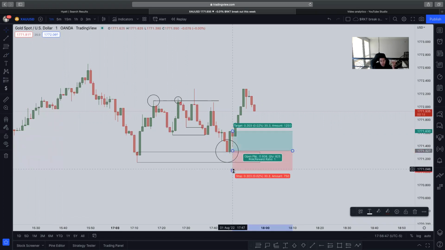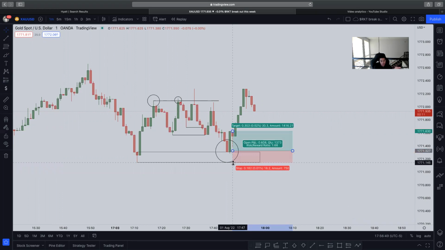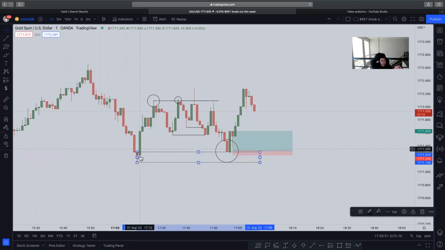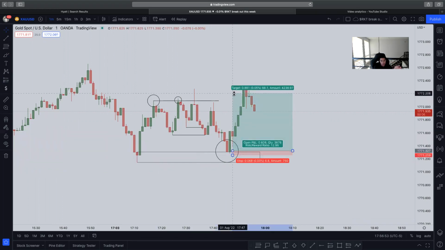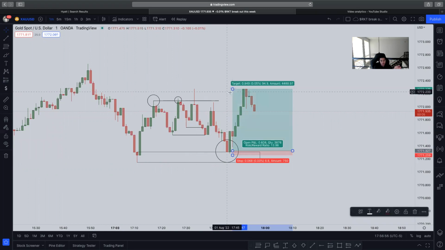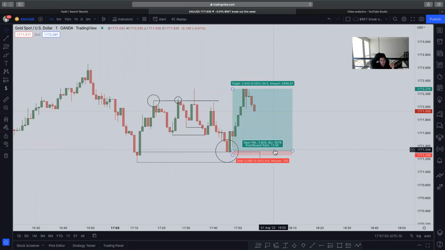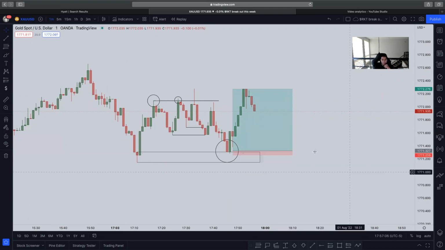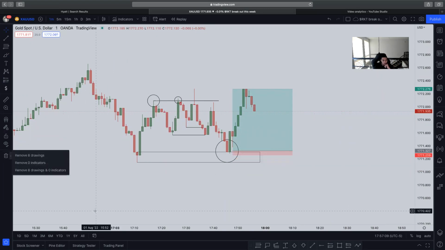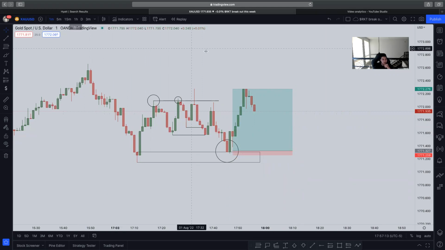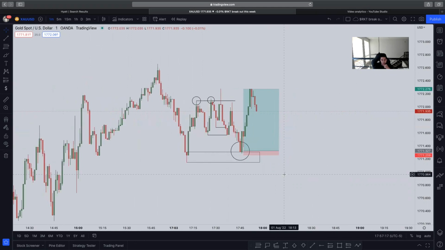I don't know, let's say you entered here. So you had your stop loss at the bottom or stop loss of this low right there. And you could have targeted this high perfectly. And that is exactly how you would have traded it. Just like that. And this is how I like to scalp markets. This is exactly what I do every single day.